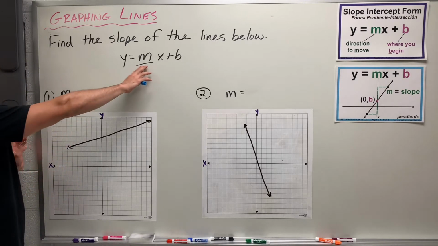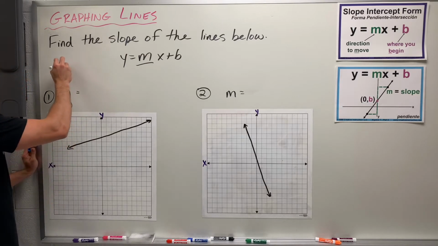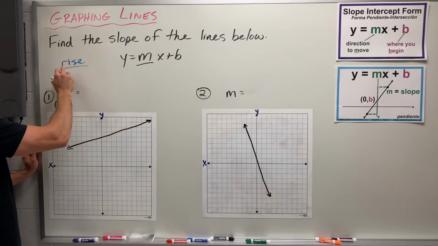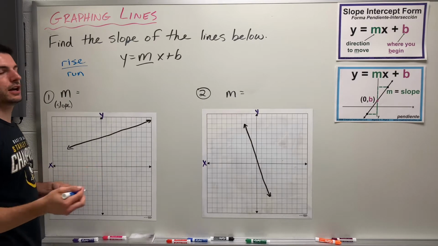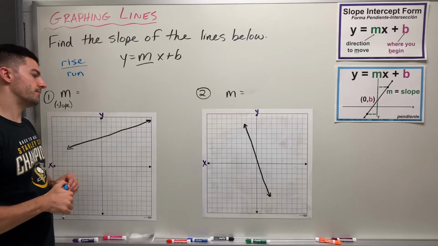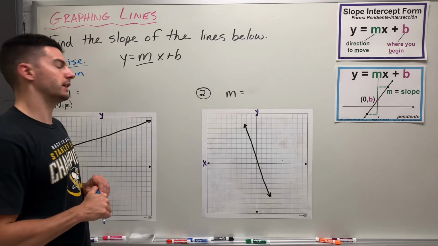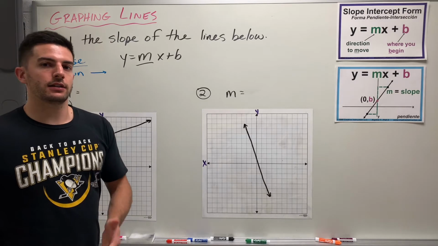Again, the slope is where it is moving, how much it is moving. So for slope, we're thinking rise over run. That's what we need to determine. We need to determine how much this line is moving up or down and right as it goes from point to point, okay?